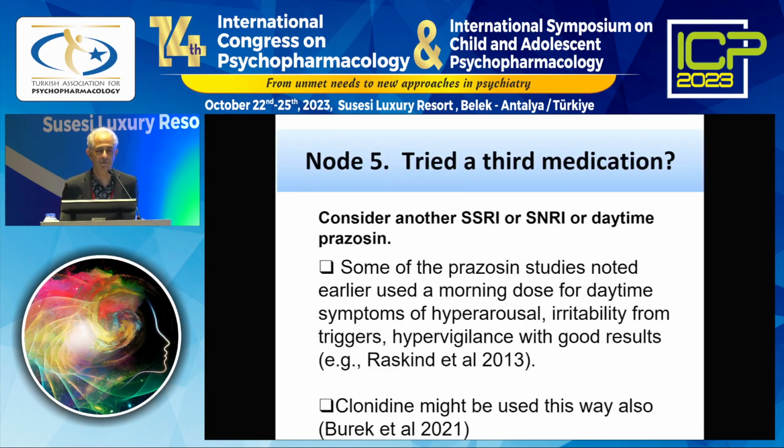All right, now we're at node 5, and that's the 3rd medication trial. What should you do then? You've tried 2 antidepressants. What's left? Well, you could consider another SSRI not yet tried. You could consider another SNRI not yet tried of the 2 I showed you. And if you haven't tried daytime prazosin yet for their daytime symptoms, this would be a good time to consider it. And also clonidine may be used this way, as it was by Burek. And we'll see how his placebo-controlled trial goes and the Norwegian study to see if it might go up higher on this slide as a recommendation.